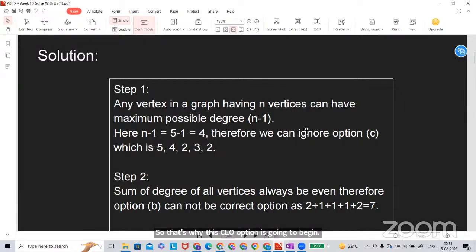Now similarly for option B, the degrees written for 5 vertices are 2, 1, 1, 1, 2. If you sum them, it gives an odd number, but we just saw the fact that the sum of degrees of all vertices is even. So option B is cancelled out because the sum is odd. It should be even.